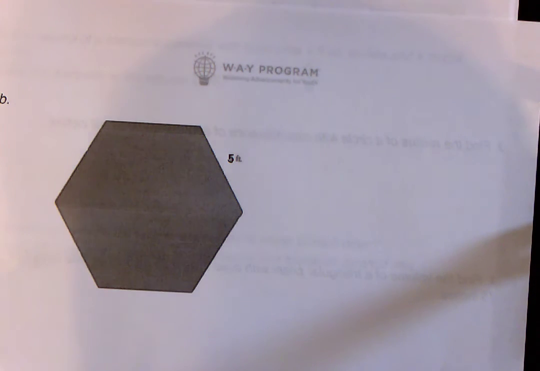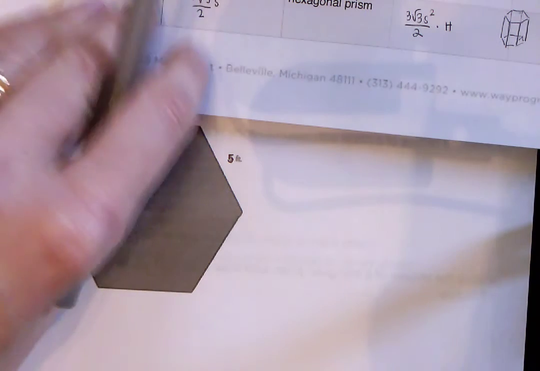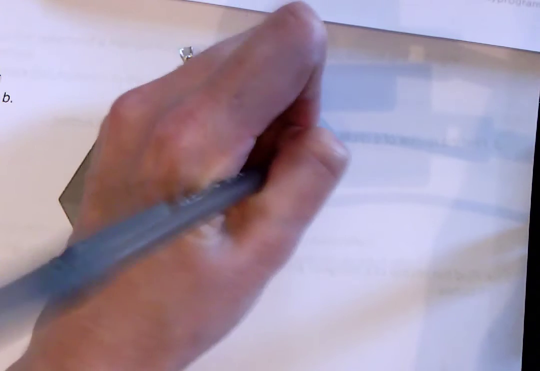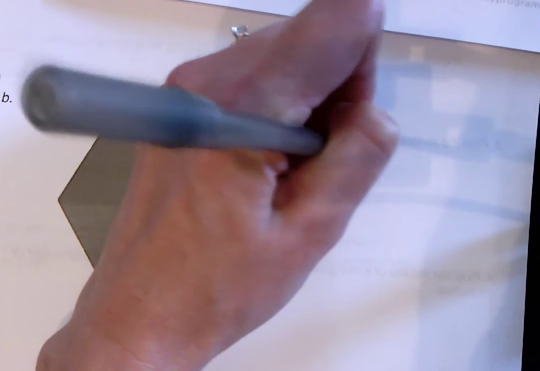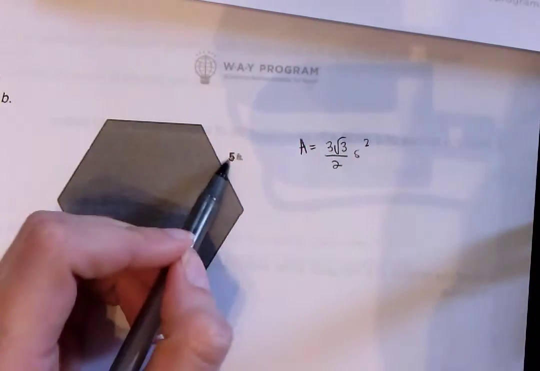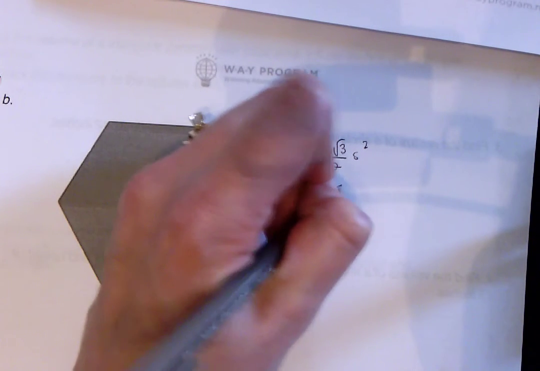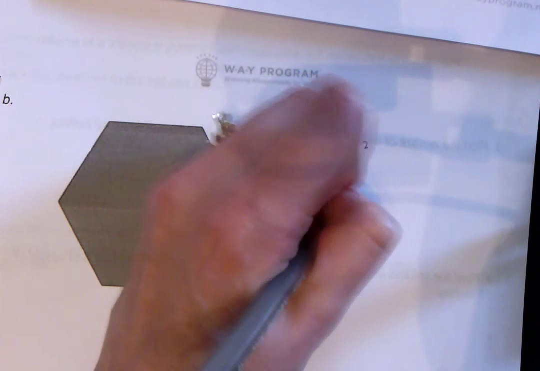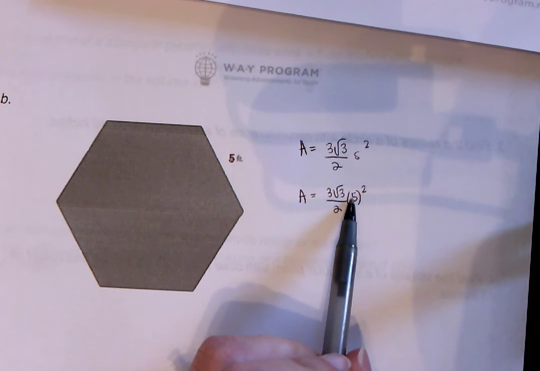So here, it's a hexagon, and if you remember, just look at your formula, okay, and just plug in what you've got here. So the formula for the hexagon, the area, equals 3 root 3 over 2 times the side squared. So all you got to do is plug in, the side is 5, nice and easy, so 3 root 3 over 2 times 5 squared. 5 squared is 25, okay?